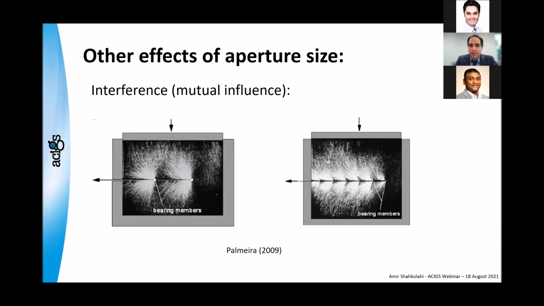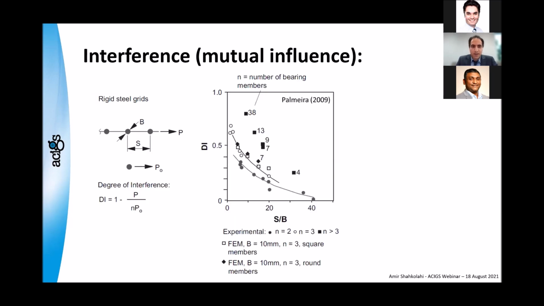Another effect of aperture size, apart from the interaction that we discussed, is what is called interference or mutual influence. As you can see, on the right-hand side, there are many ribs. It means the spacing is low. On the left-hand side, there are only 2. So you can see on the right-hand side, there's an overlap or mutual influence of the ribs. This was studied very nicely by Palmeria in 2009.